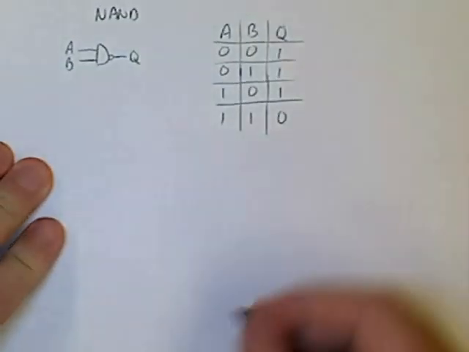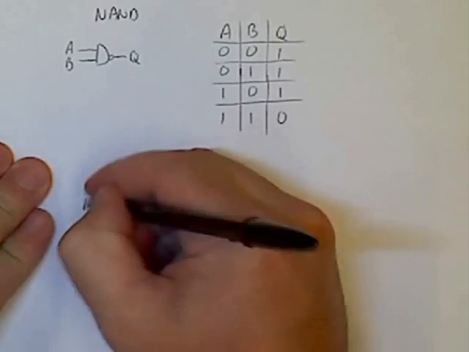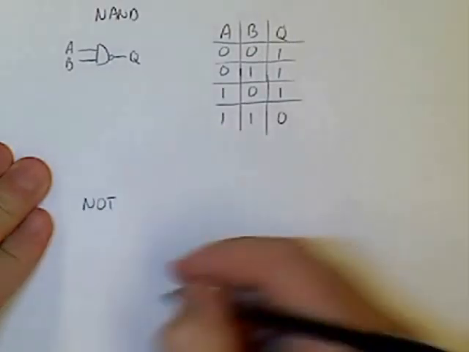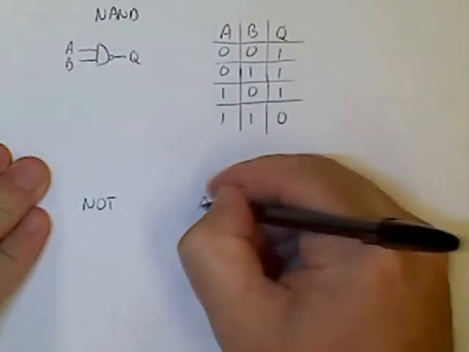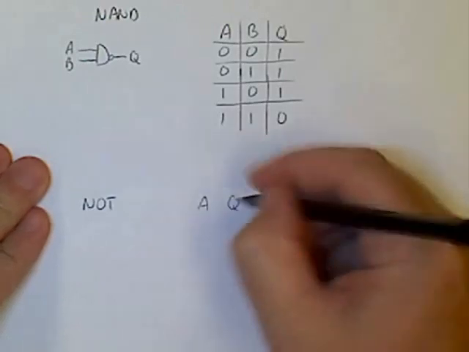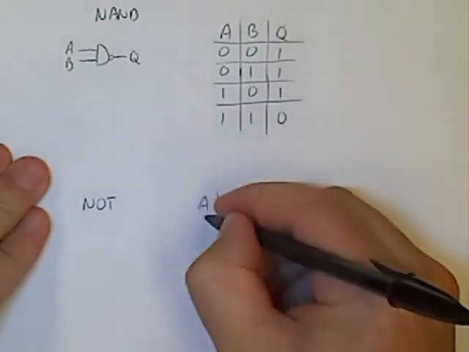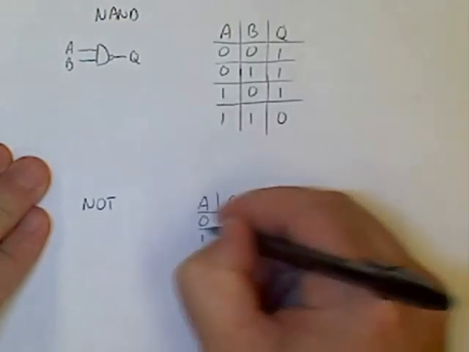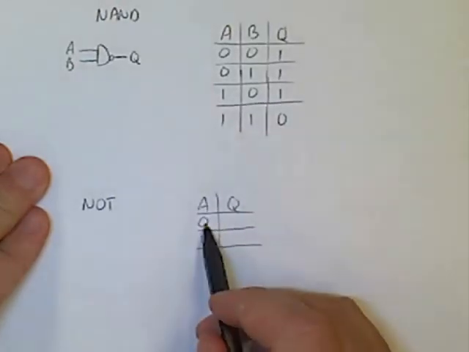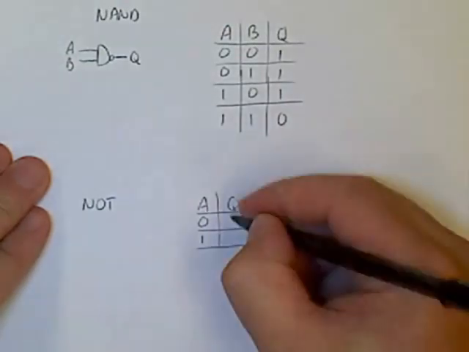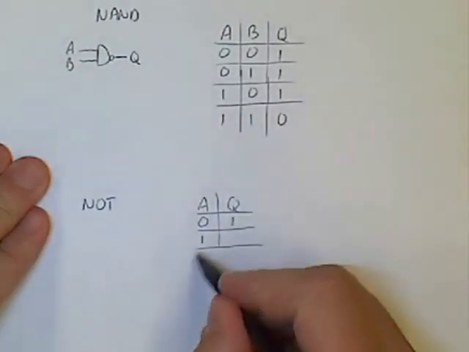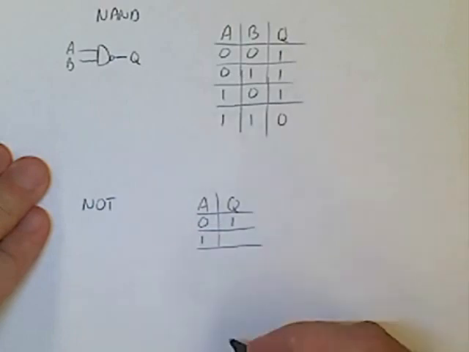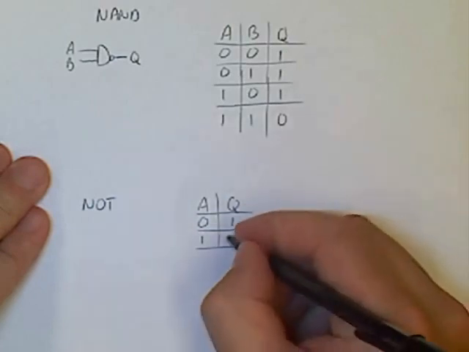If you look at how a NOT gate would work, the truth table for it, we've got only one input and one output. So if the input is 0, the output must be not that, which is 1. And if the input is 1, the output must be not 1, which is 0.